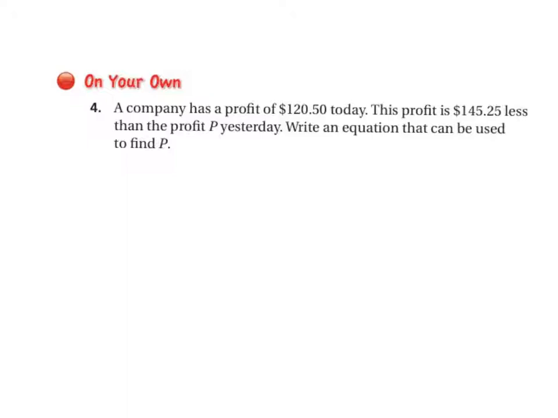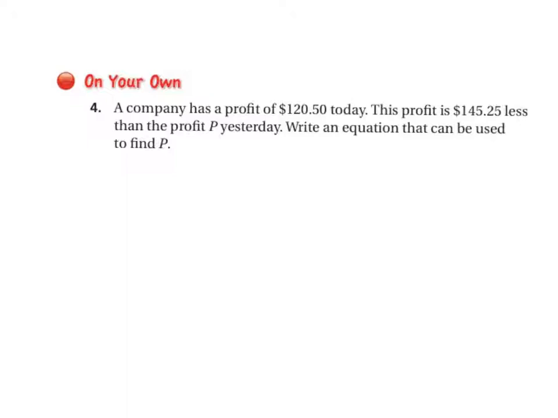Now we're going to do the "on your own" together, so as always, write this down in your math notebook. You need to write down the problem and the solution. A company has a profit of $120.50 today. This profit is $145.25 less than the profit P yesterday. Write an equation that can be used to find P. So remember that P is yesterday's profit.